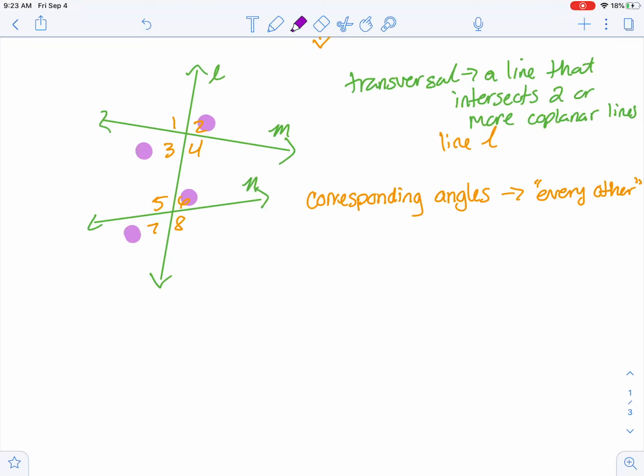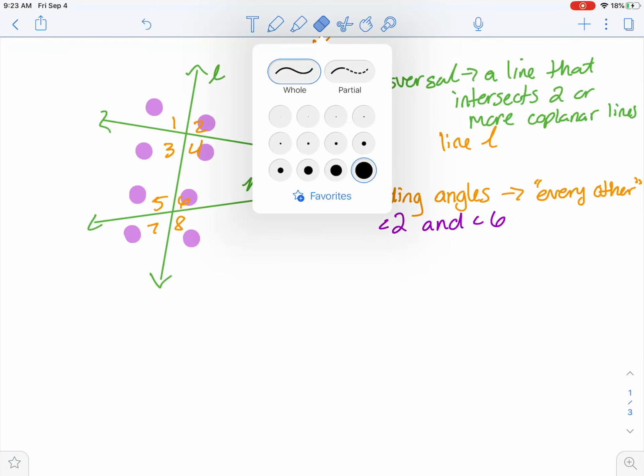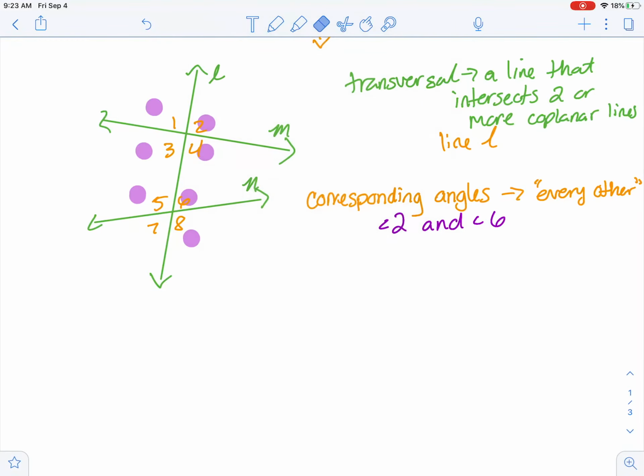Another example would be like 3, 7. You could do 1, 5, or 4, 8. Okay, any of those would be corresponding angles. So let's list a couple just so we have the examples. Angle 2 and angle 6. There's your example. Okay, so let's get rid of our purple dots.